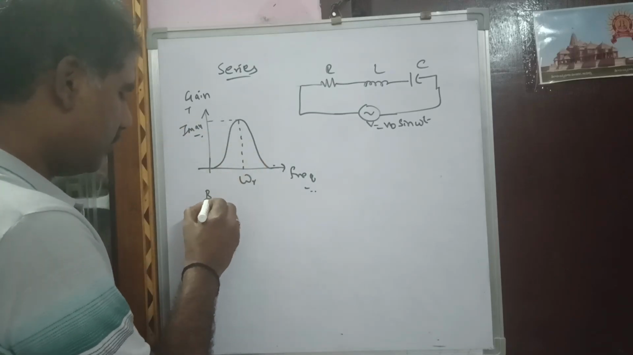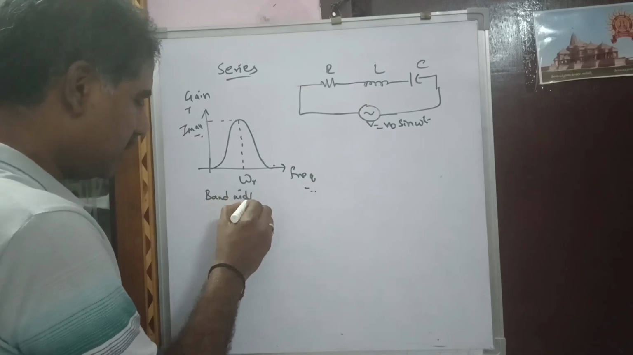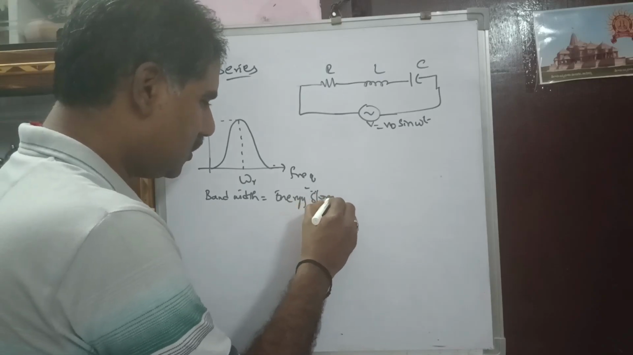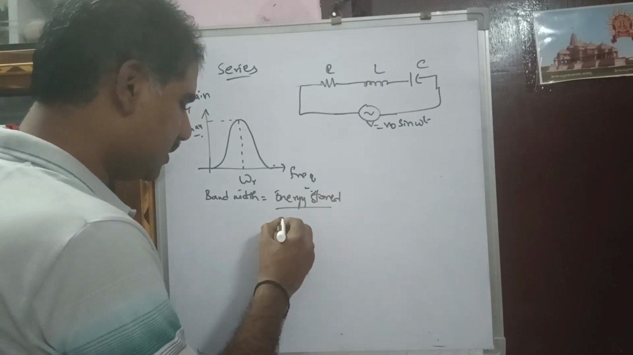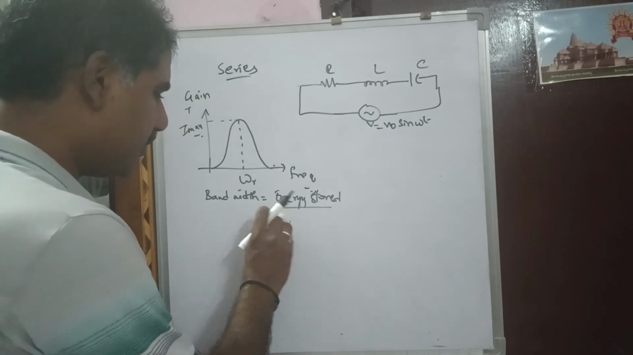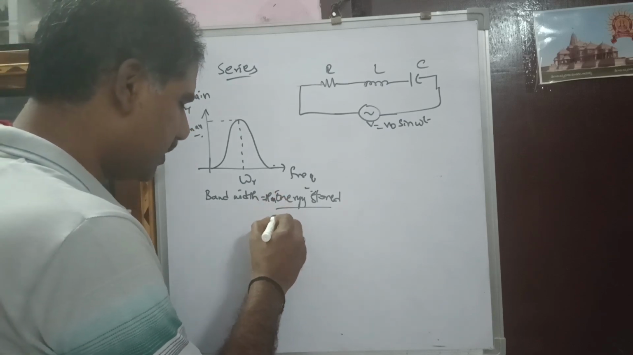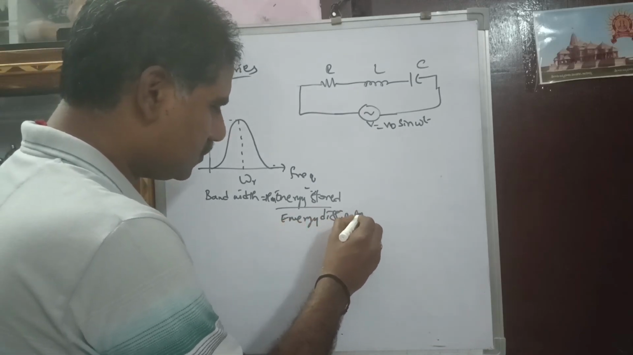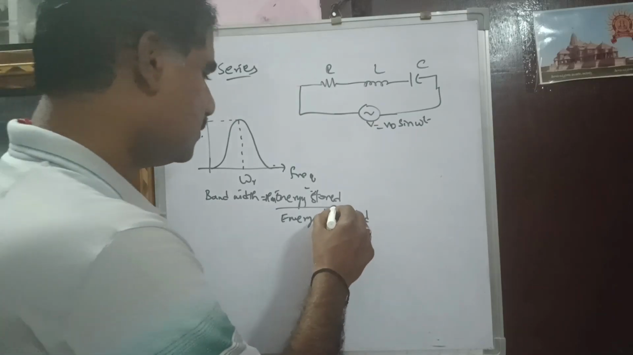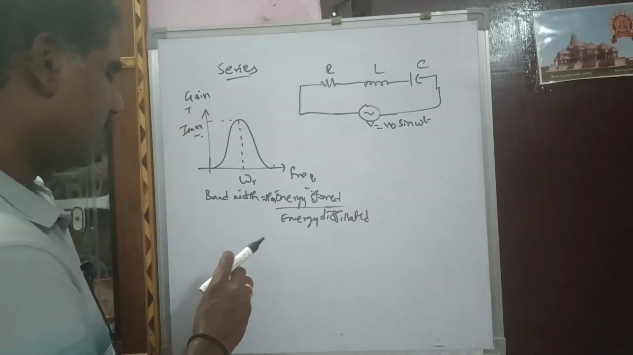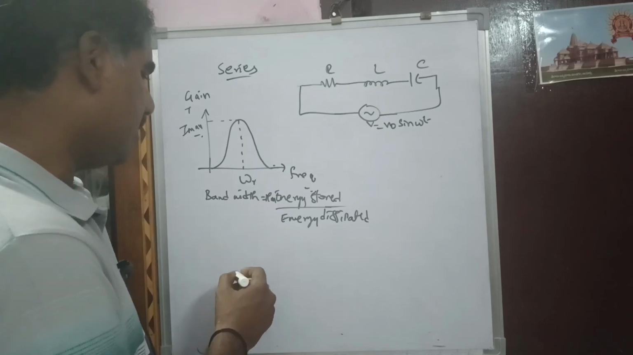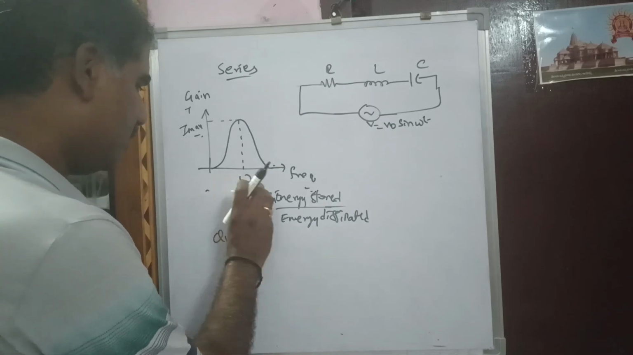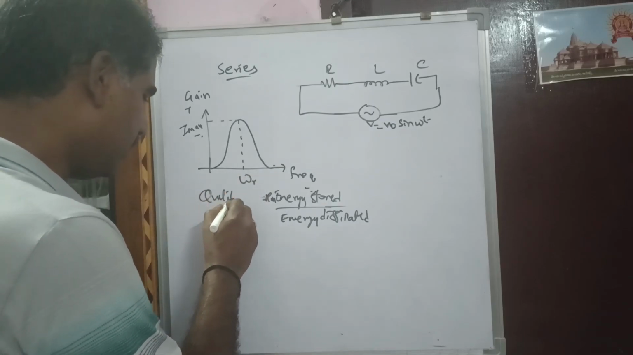The bandwidth can be determined in terms of maximum energy stored and energy dissipated. This is the derivation of bandwidth, whereas it can also be derived as a quality factor.